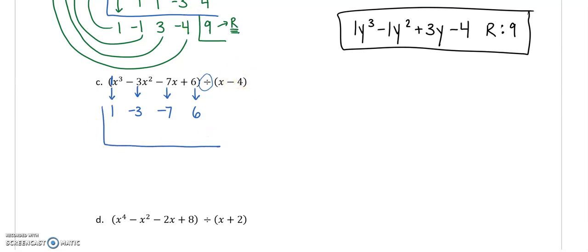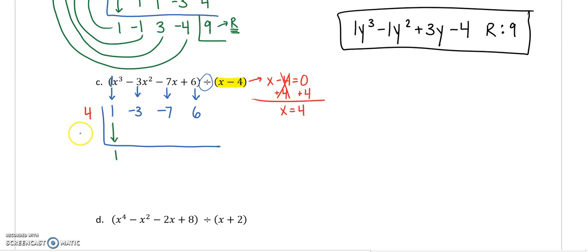Okay, I'm going to take this part here, set it equal to 0, and solve. X minus 4 equals 0. Add 4, add 4. So x is going to equal +4. And I'm going to put that on the outside. And then we can start our process. So remember, bring the first number down, multiply it. 1 times 4 is 4, and then add.